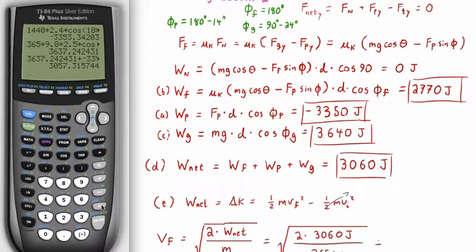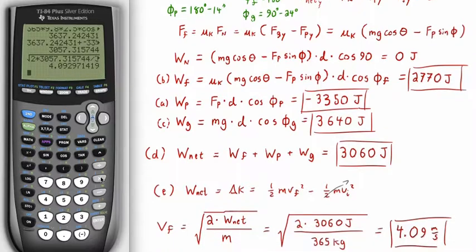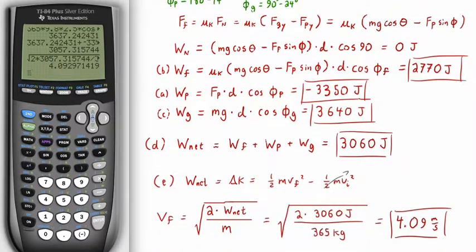So let's get that value. I'll set up the square root and get 2 multiplied by our value above, with no intermediate rounding, and divided by 365. Looks good: 4.09 meters per second. It picked up a decent amount of speed. The person was not able to stop it despite their huge pushing force of 1,400 newtons. It still sped up. It is a big piano.